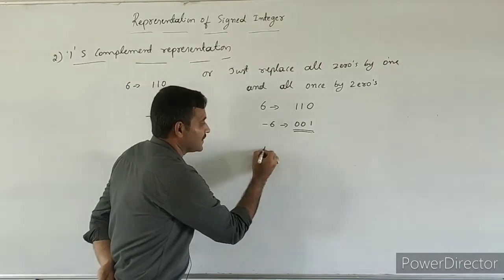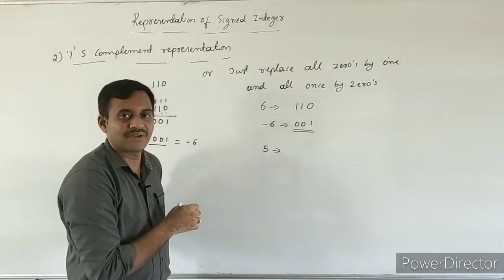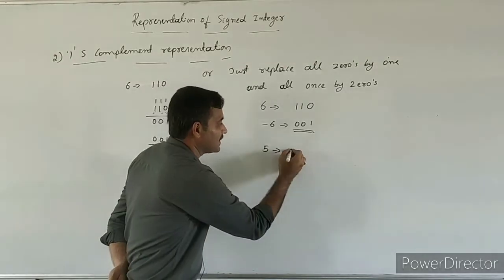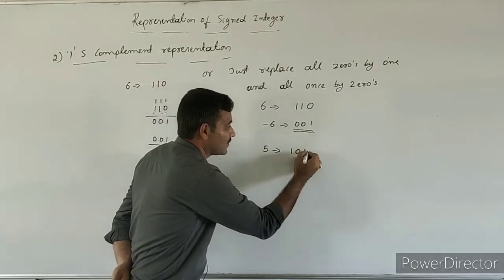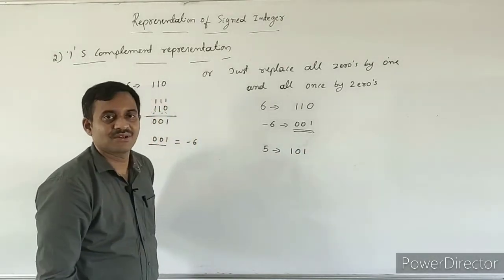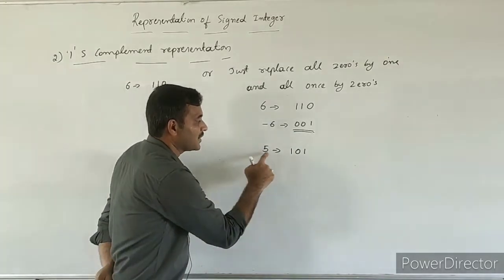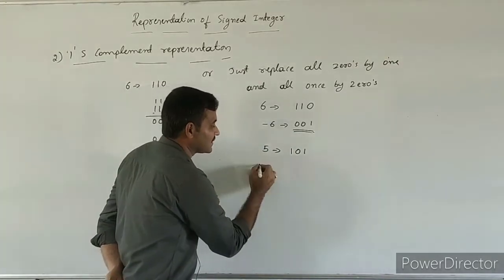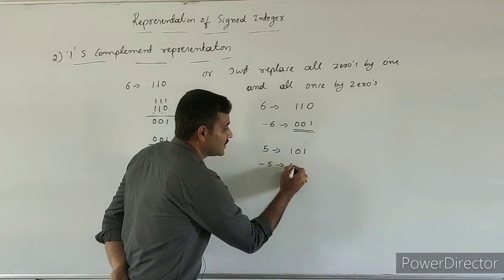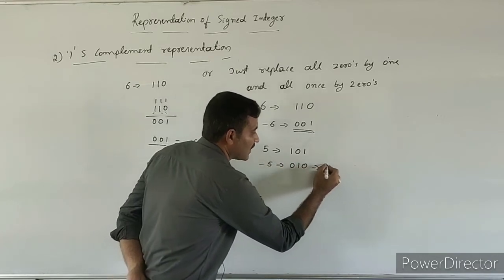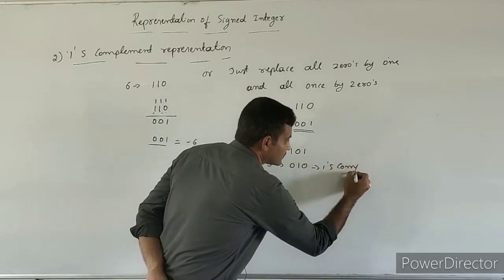For example, if it is decimal 5, in binary we represent it as 101. The ones complement of 5, that is negative 5, is 0, 1, 0. It is called ones complement.